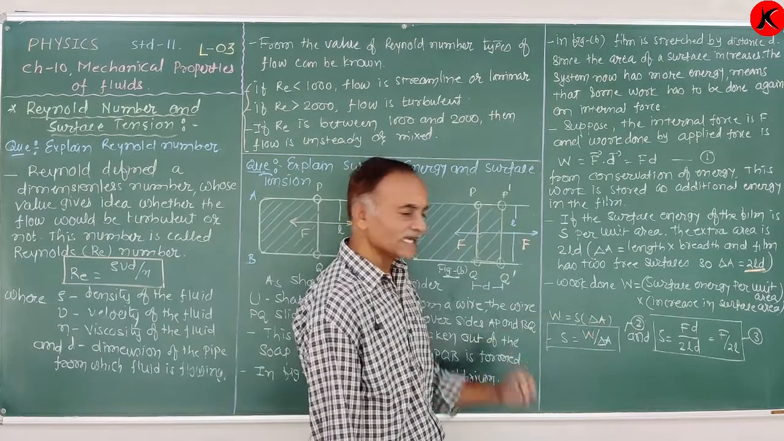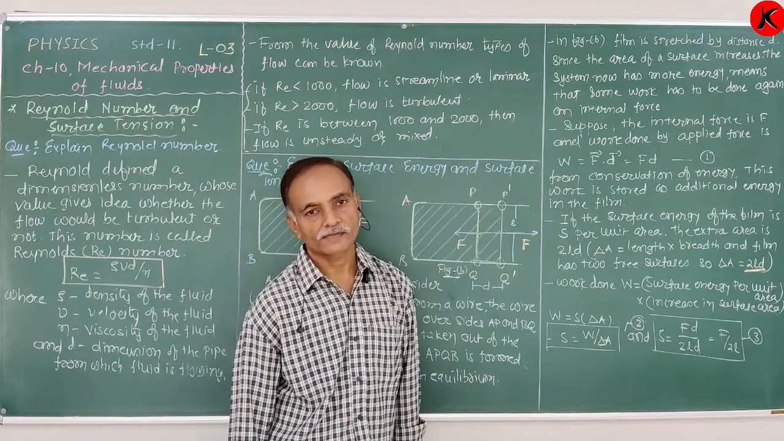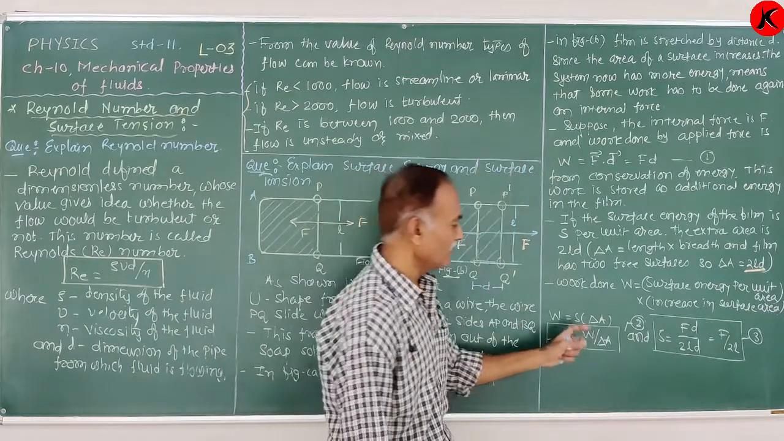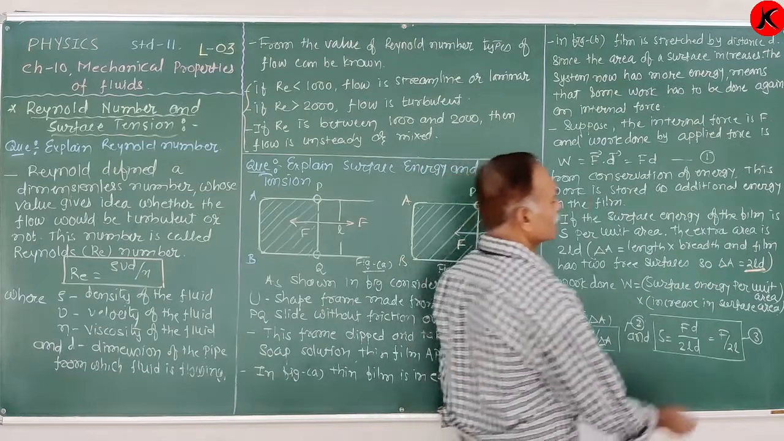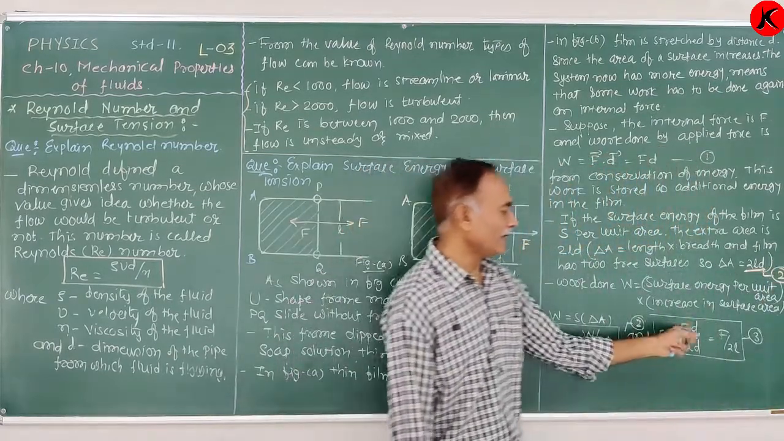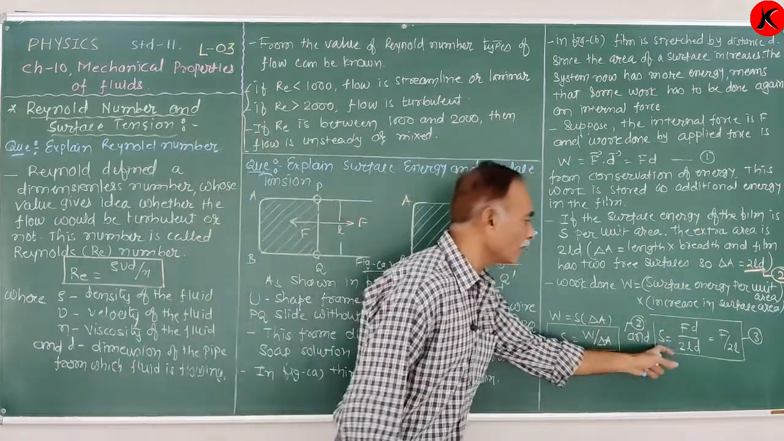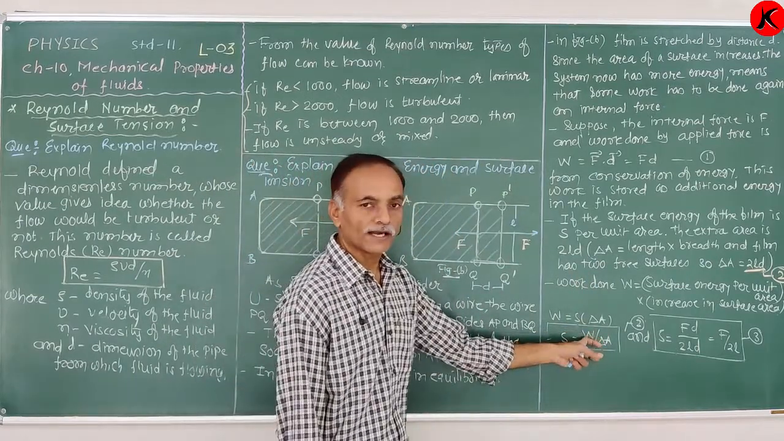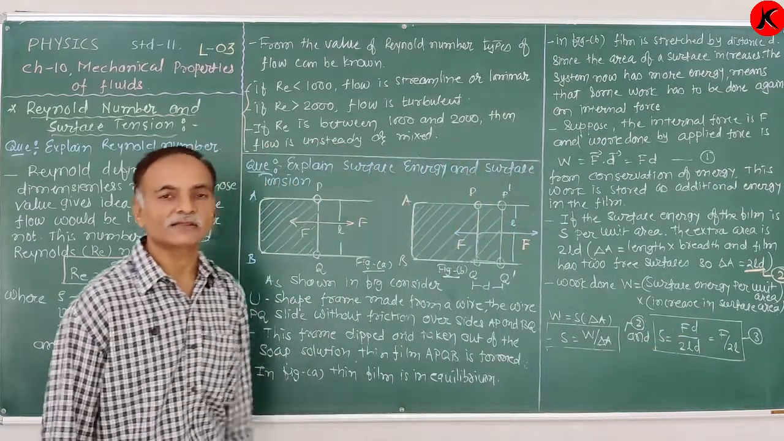Therefore, surface tension S is equal to W upon delta A. And also, if we substitute the value of W from equation 1, W is equal to F into d, and delta A is equal to 2Ld, therefore S is equal to F d upon 2Ld, the d's cancel, so S is equal to F upon 2L. That is another form of surface tension. W upon delta A is the work done per unit area, and S is equal to force per unit length of a wire.